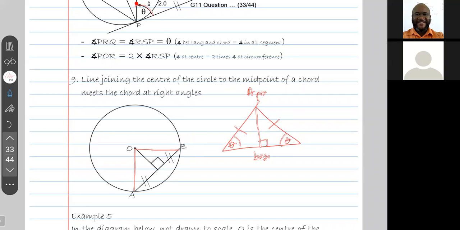So 9 says a line drawn from the center of the circle to the midpoint of a chord meets the chord at right angles. And I'm saying that the idea of 9 is something that you came across already. All right, and now this is going to lead us to our last two examples.